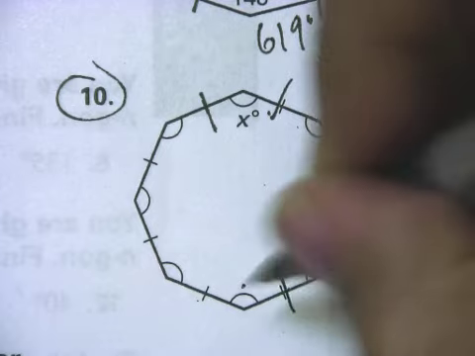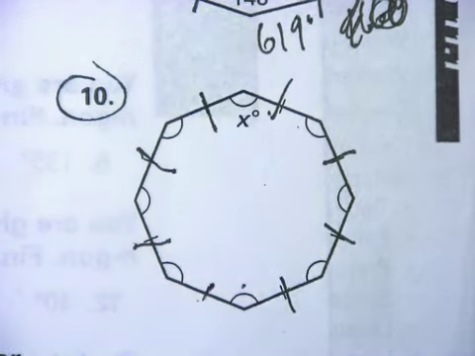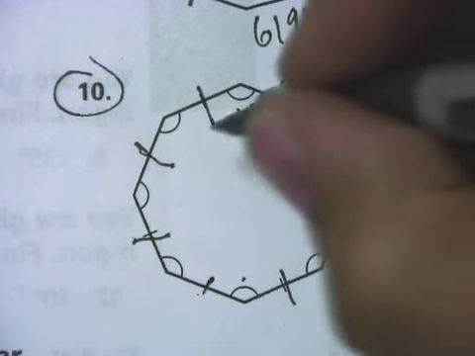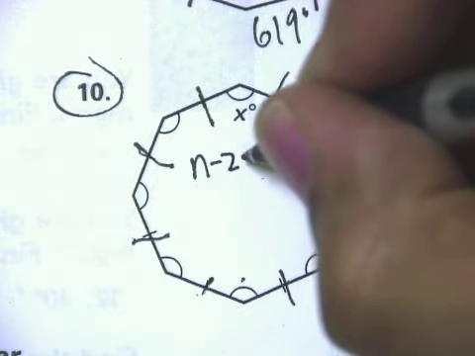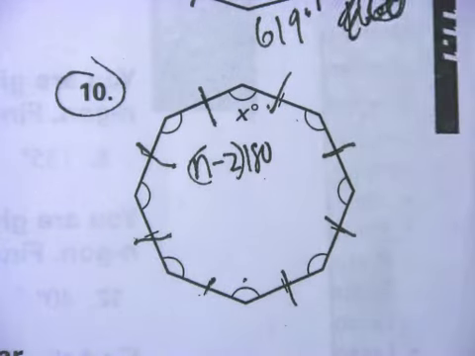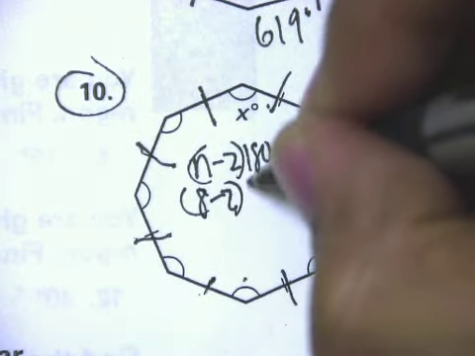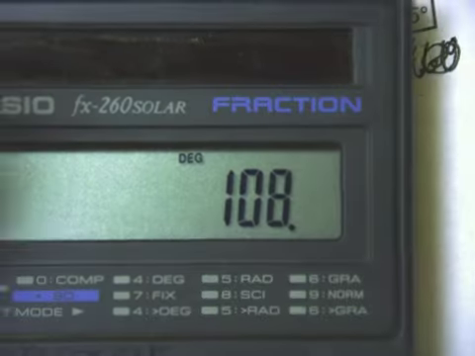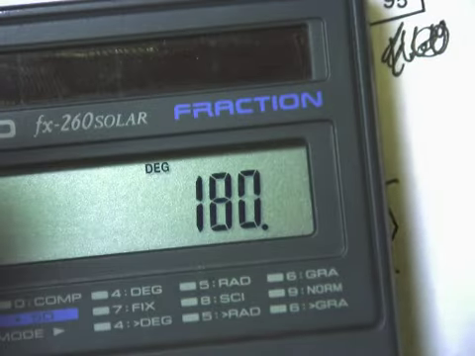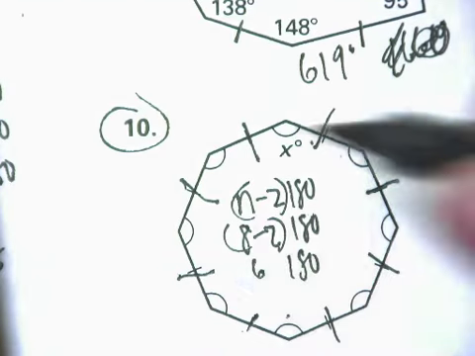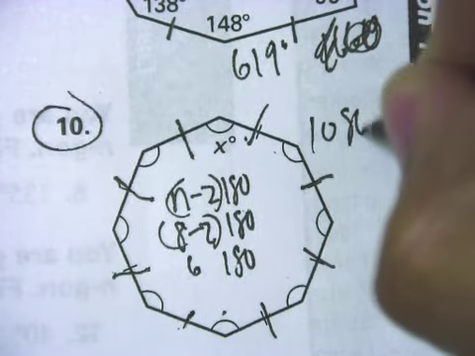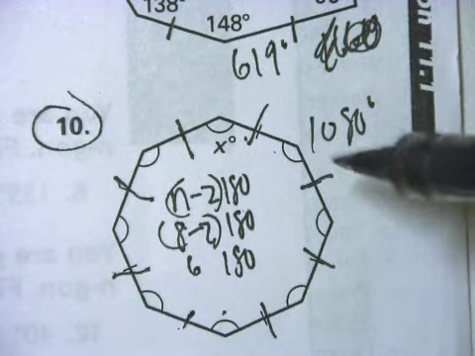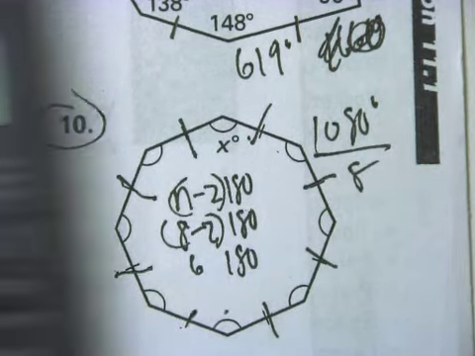Number 10, what kind of shape do I have here? Let me see how many sides I have. 1, 2, 3, 4, 5, 6, 7, and 8. What I have here is an octagon. And an octagon, well, let's see how many degrees it should have. So it's 6 times 180. That's 1,080 degrees. So an octagon should have 1,080 degrees.